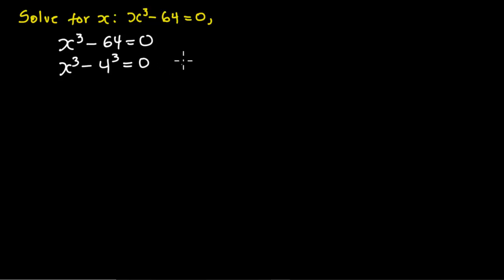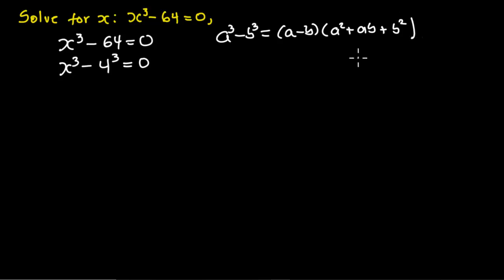So we are going to use this identity: when we have a cube minus b cube, this can be expressed as a minus b multiplying a squared plus ab plus b squared. And from here, when we compare the left hand side with this one, we can realize that x is equal to a and 4 is equal to b.